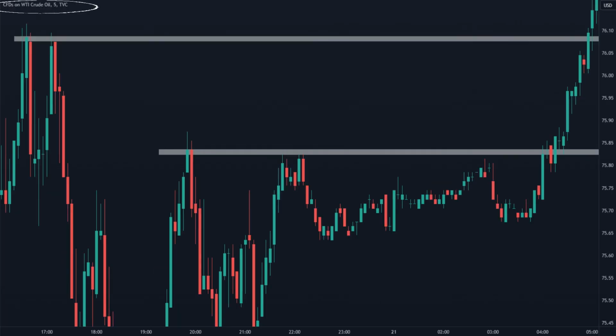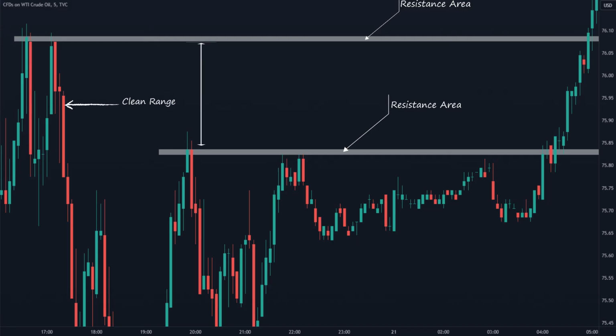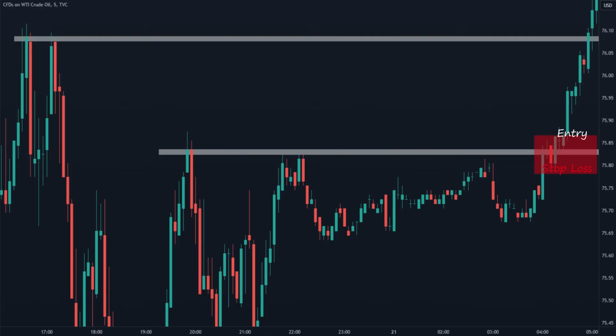In this crude oil 5-minute time frame, we have a strong resistance area tested multiple times and a nice clean range to trade. Lastly, this engulfing candle closes above the resistance area and gives us a nice confirmation for a long position with stop loss below its wick and take profit at the next resistance area.